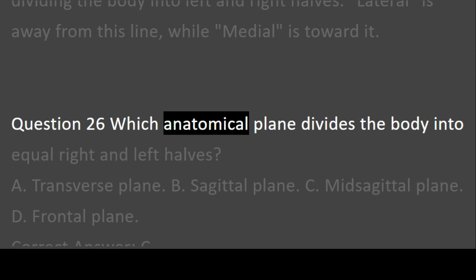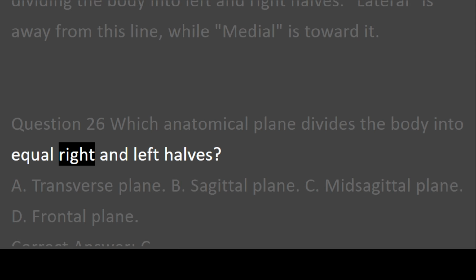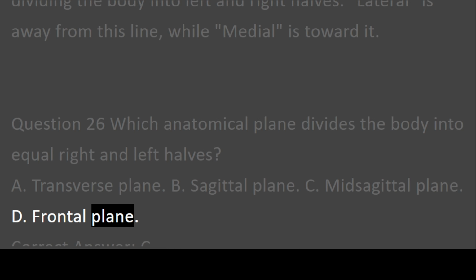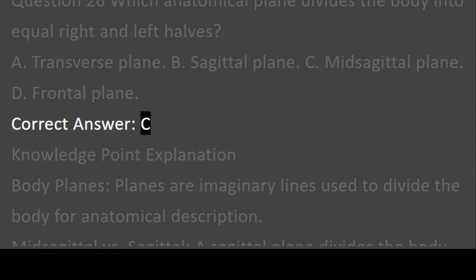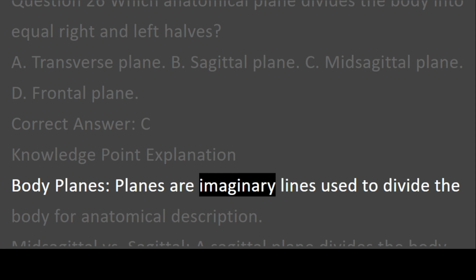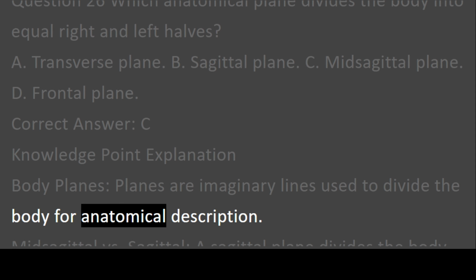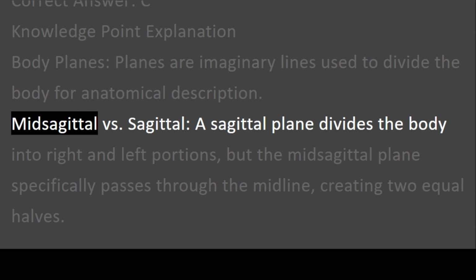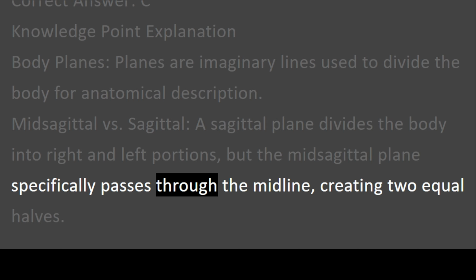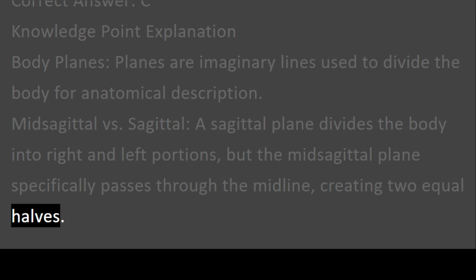Question 26. Which anatomical plane divides the body into equal right and left halves? A. Transverse plane. B. Sagittal plane. C. Mid-sagittal plane. D. Frontal plane. Correct answer, C. Knowledge point explanation. Body planes. Planes are imaginary lines used to divide the body for anatomical description. Mid-sagittal versus sagittal. A sagittal plane divides the body into right and left portions, but the mid-sagittal plane specifically passes through the midline, creating two equal halves.